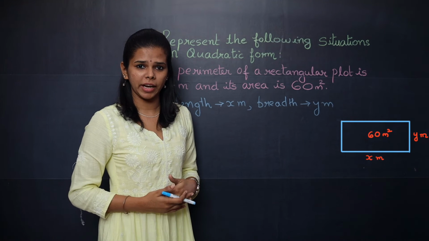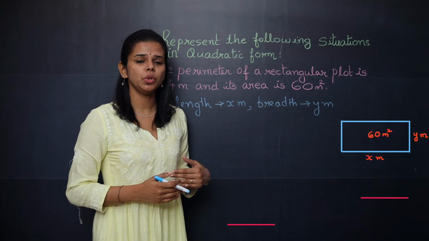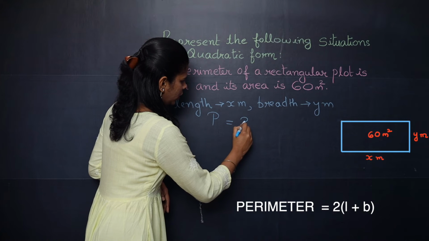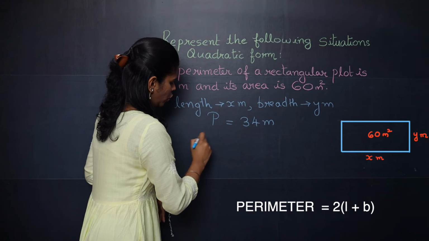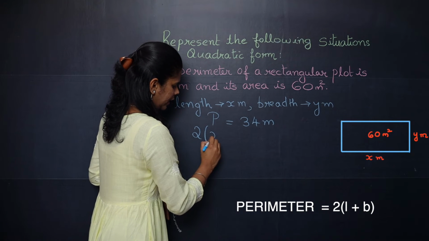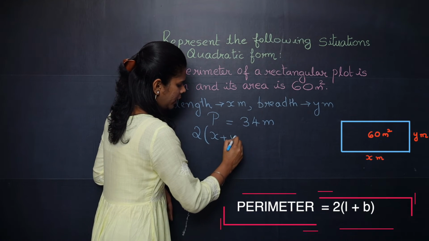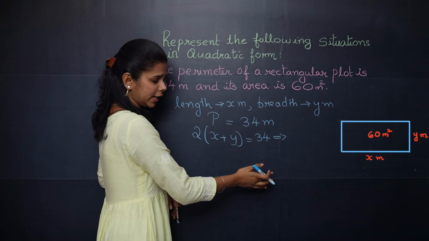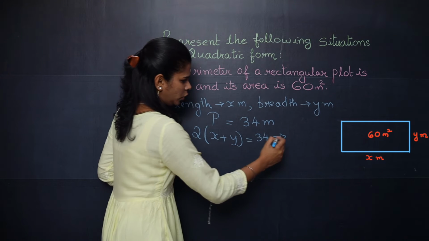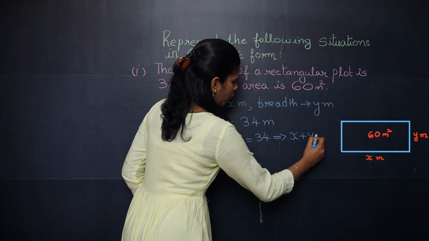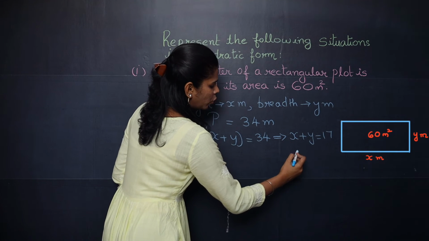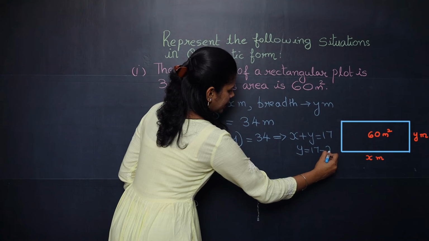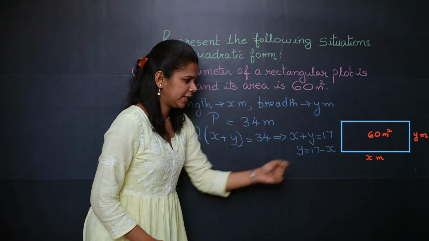So what is the perimeter of a rectangle? How will you find it? It is 2 into L plus B. So perimeter P is equal to 34 meter. That is 2 into length x plus breadth y equal to 34. Now I am going to take 2 to the other side, so it will be 34 divided by 2. So x plus y is equal to 17. And from this I am going to find the value of y. That is 17 minus x. So y equal to 17 minus x.